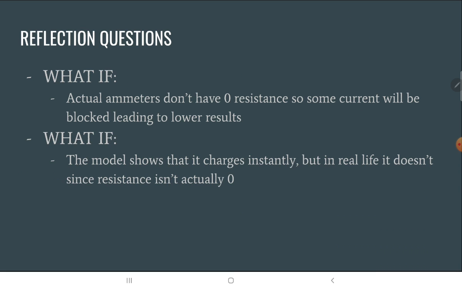So wrapping up with the reflection questions, both of these have similar answers. If we did this lab in real life rather than this ideal model, the actual ammeters would not have zero resistance. So some current would be blocked as it flowed through the ammeter, and this would lead to slightly lower results.